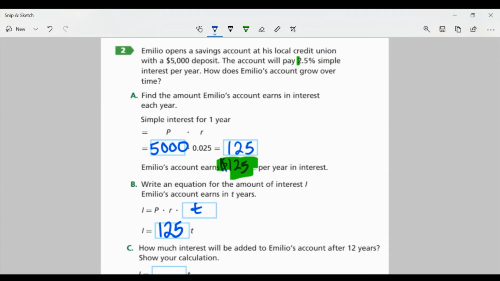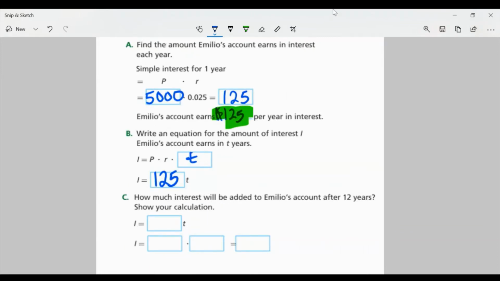Now let's go ahead and look at part C. How much interest will be added to Emilio's account after 12 years? Show your calculation. Well, I know for 1 year, it's $125. So I can multiply that times the amount of years, and in this case, that would be 12. So 125 times 12 would give me 1,500. So that means after 12 years, Emilio's account would have a simple interest of $1,500.